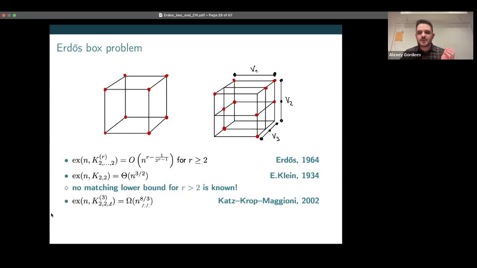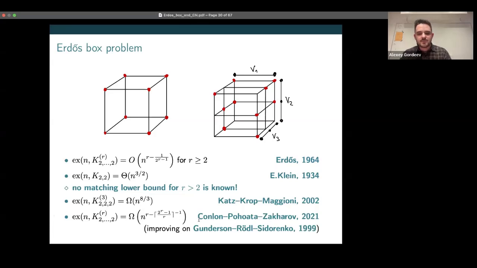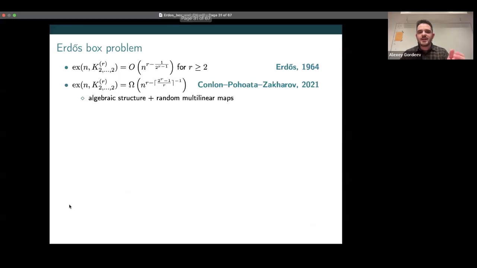And the current state of the art result is by Conlon, Pohoata and Zakharov a few years ago, who improved an earlier paper of Gunderson, Rödl and Sidorenko, who in turn improved the basic probabilistic argument that you can do. It looks quite complicated, but if you remove the ceiling function here, then you would get the bound which you can get just by applying the simplest probabilistic argument. So they improved it a bit by adding a ceiling function here. And again, the proof combines some algebraic structure and some probabilistic arguments.